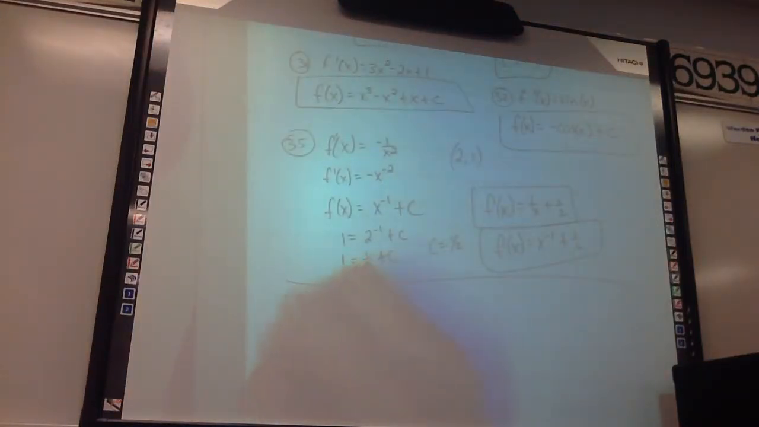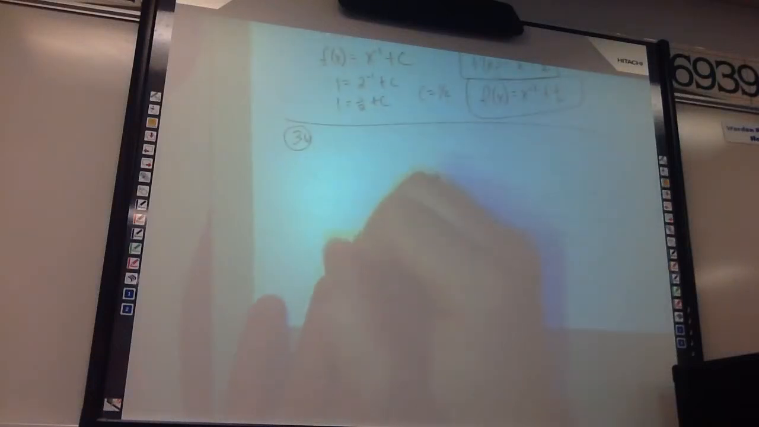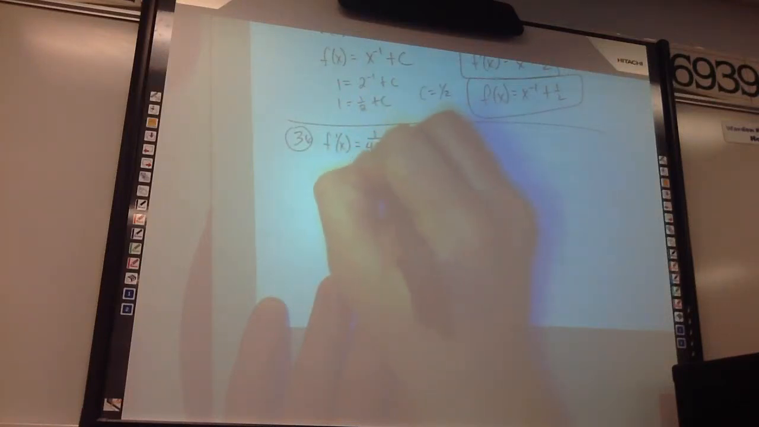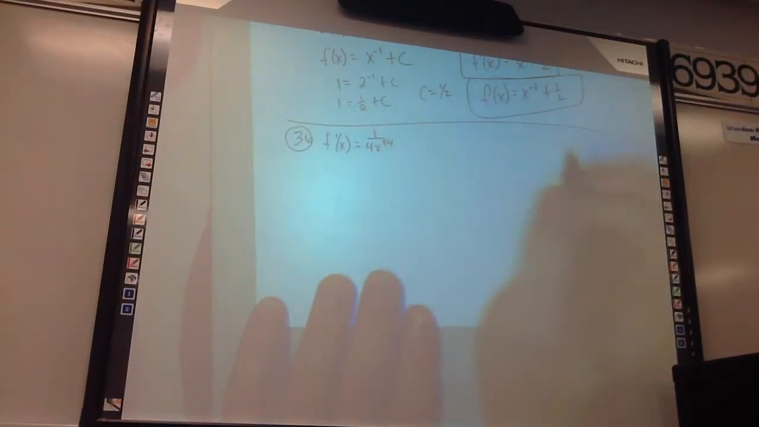-6, same thing. Whoa. Let's see if you got this one right. It was hard. Did you get 1 over 3 over 4 x, square root of 4th root of x? I got x to the 1/4.